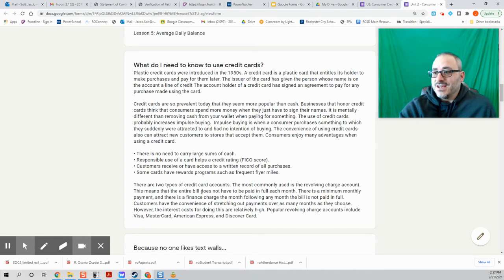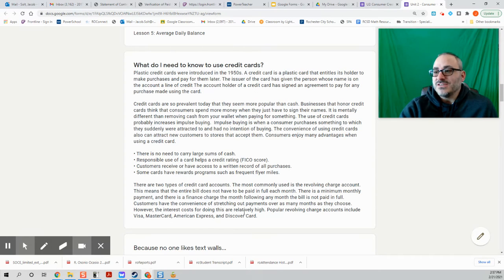There are two types of credit card accounts. The most commonly used is the revolving charge account. This means that the entire bill does not have to be paid in full each month. There is, however, a minimum monthly payment, and there is a finance charge the month following any bill, and following any month that the bill is not paid in full. All right, this is that idea of the revolving charge account: you pay monthly, and you don't need to pay it off at the end of the month.